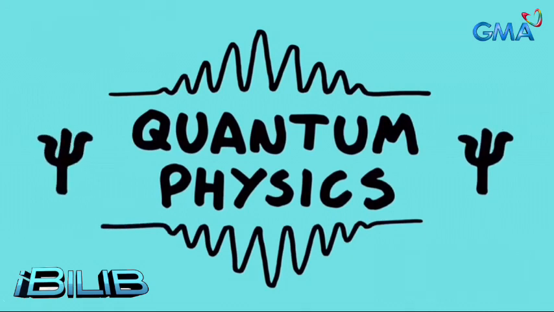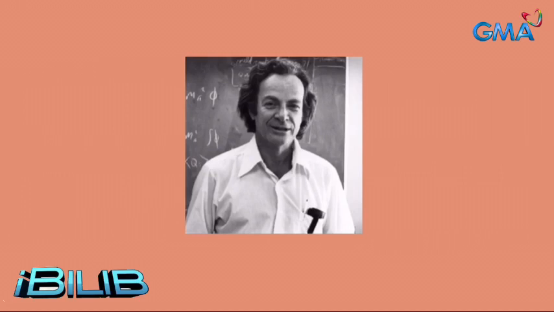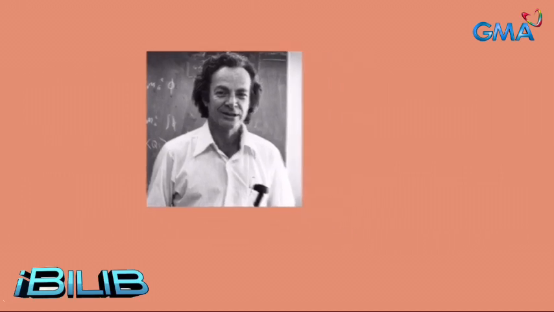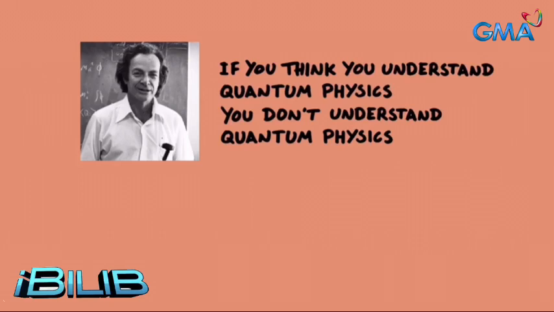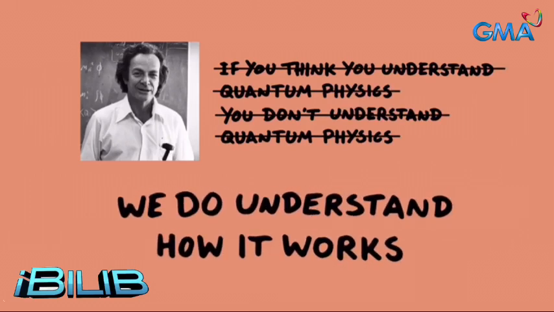Quantum physics has a reputation of being complicated and hard to understand. In fact, Richard Feynman, who won the Nobel Prize for his work on quantum electrodynamics, said, "If you think you understand quantum physics, you don't really understand quantum physics," which is kind of disheartening for us, because if he didn't understand it, what chance do the rest of us have? Fortunately, this quote is a little misleading. We do in fact understand quantum physics really well.